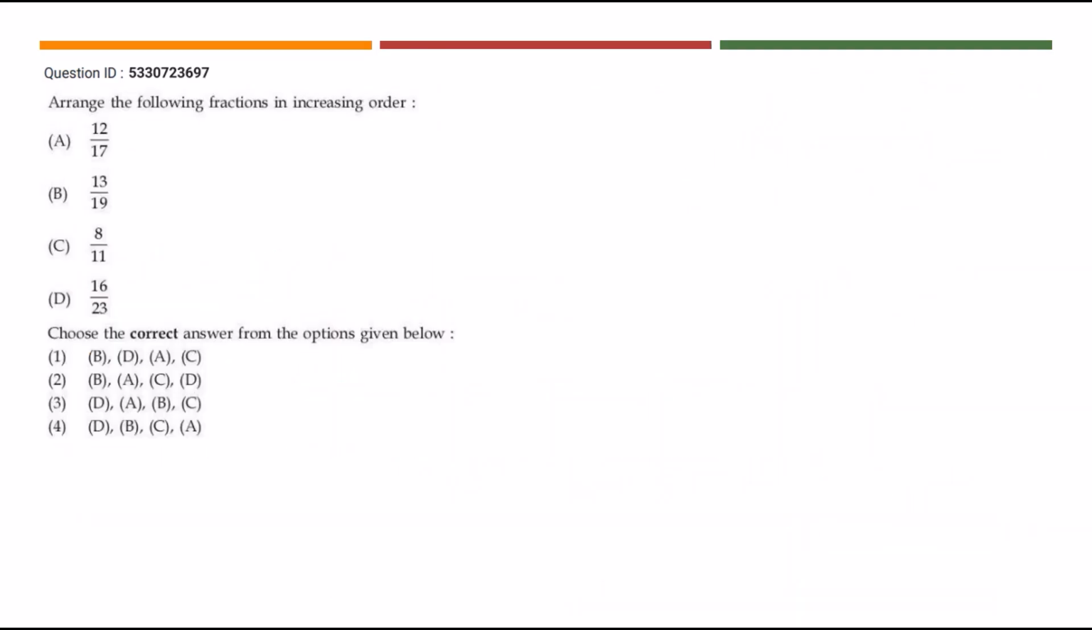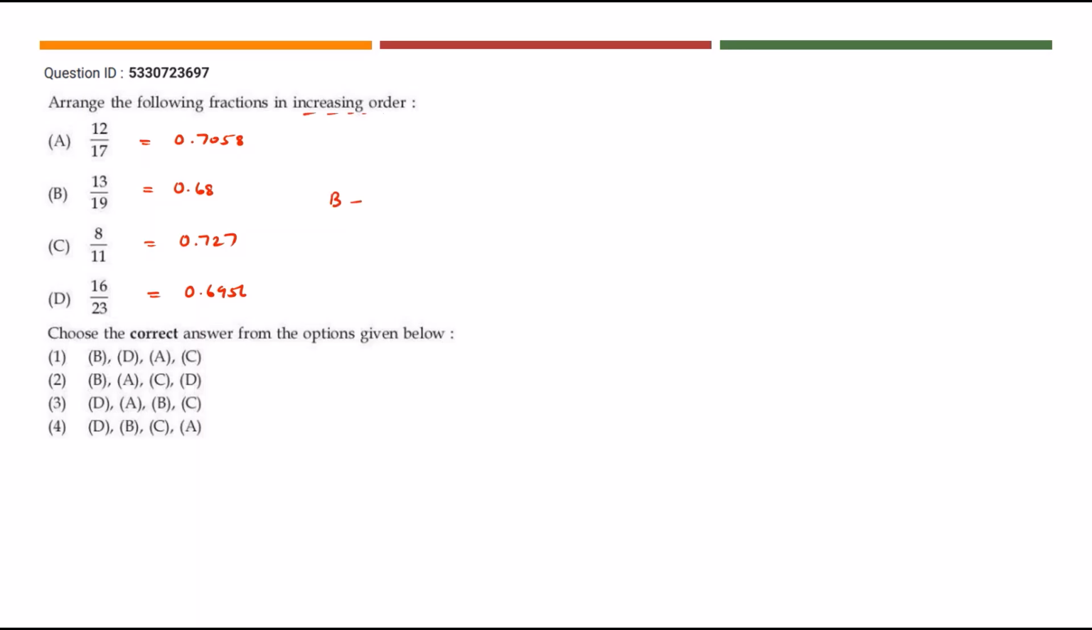Next question. Arrange the following fractions in increasing order. 12 by 17 will give 0.7058. 13 by 19 will give 0.68. 8 by 11 will give 0.727. 16 by 23 will give 0.6956. So they are asking, in increasing order, which is least here.